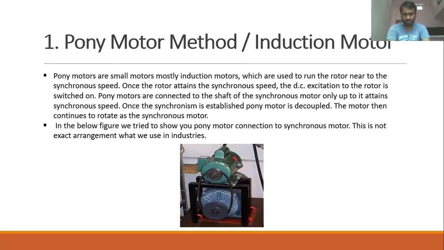So by using this pony motor, we make the rotor of the synchronous machine rotate near to the synchronous speed. After that, the DC excitation is given to the rotor, which pulls the rotor into the synchronous speed, so that the coupling angle exists between the rotor poles and stator poles, which makes the rotor rotate continuously at the synchronous speed. Once the machine is brought to the synchronous speed, the pony motor is disconnected from the supply. This is the corresponding diagram of a synchronous motor with the pony motor connected.